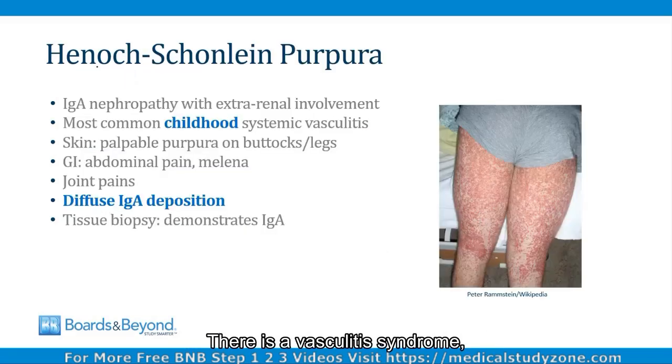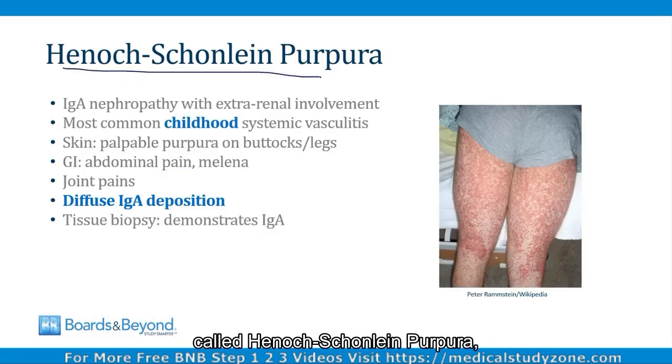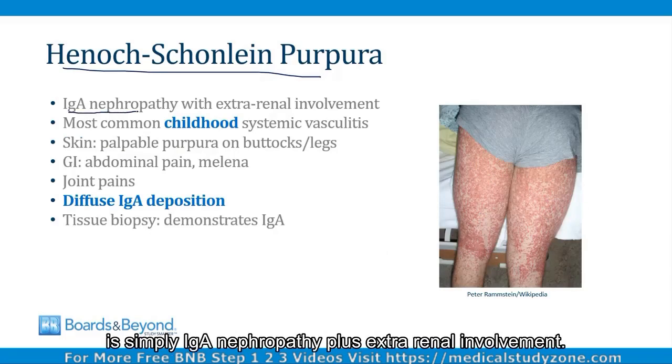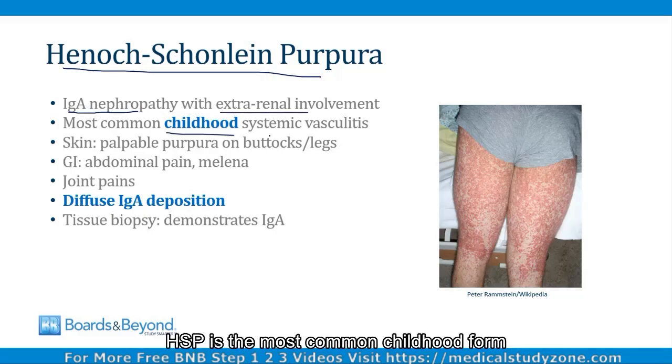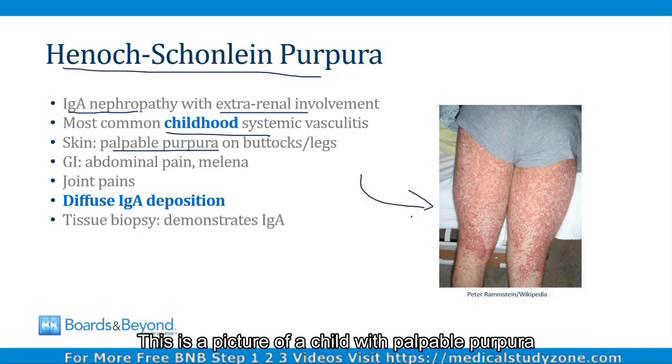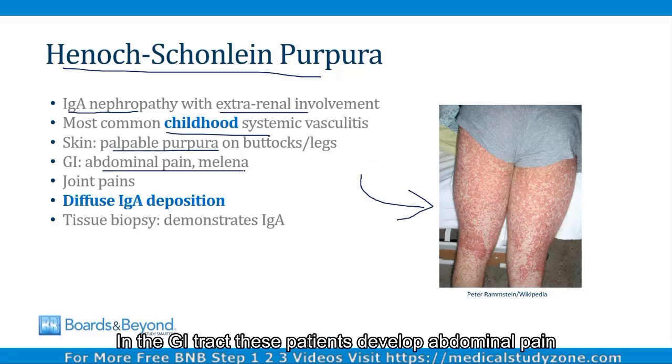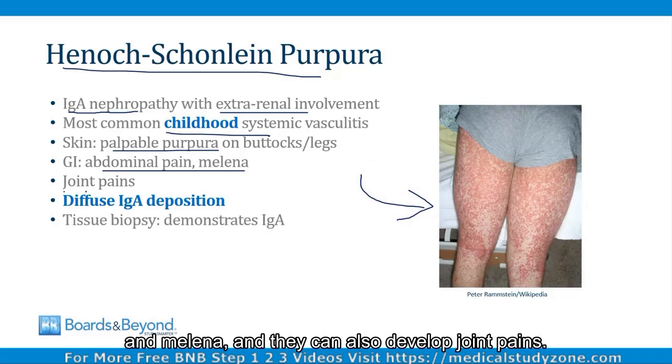There is a vasculitis syndrome called Henoch-Schönlein purpura, and you should be aware that this vasculitis syndrome is simply IgA nephropathy plus extrarenal involvement. HSP is the most common childhood form of systemic vasculitis. Affected children develop palpable purpura of the buttocks and legs on the skin. This is a picture of a child with palpable purpura on the legs. In the GI tract, these patients develop abdominal pain and melena, and they can also develop joint pains.